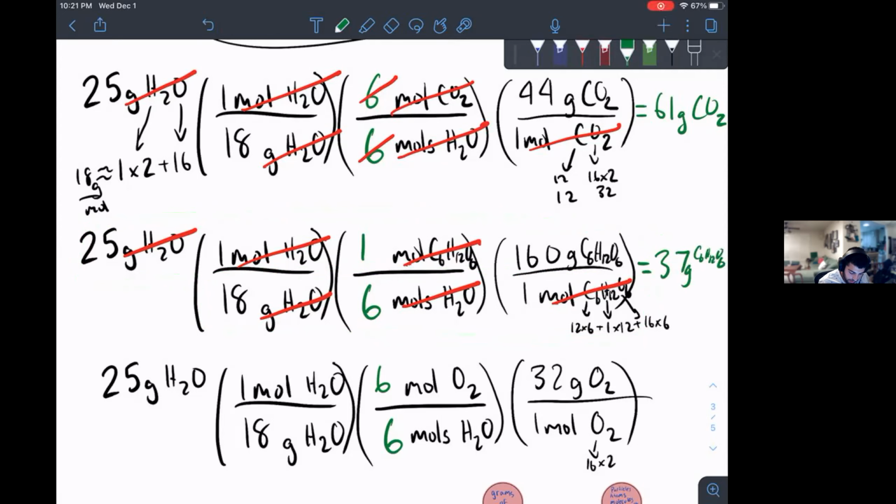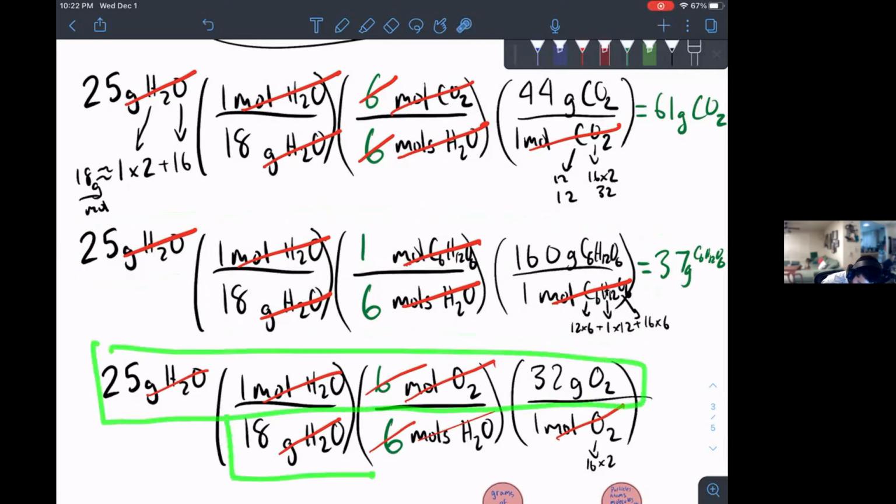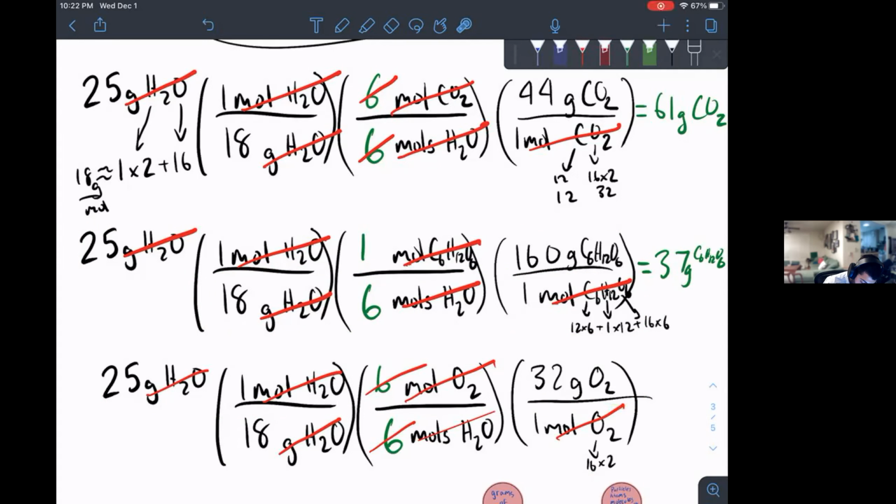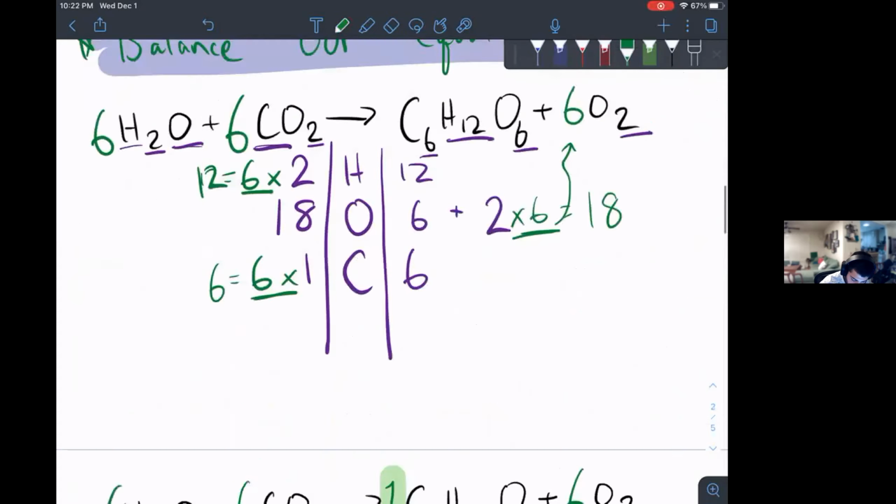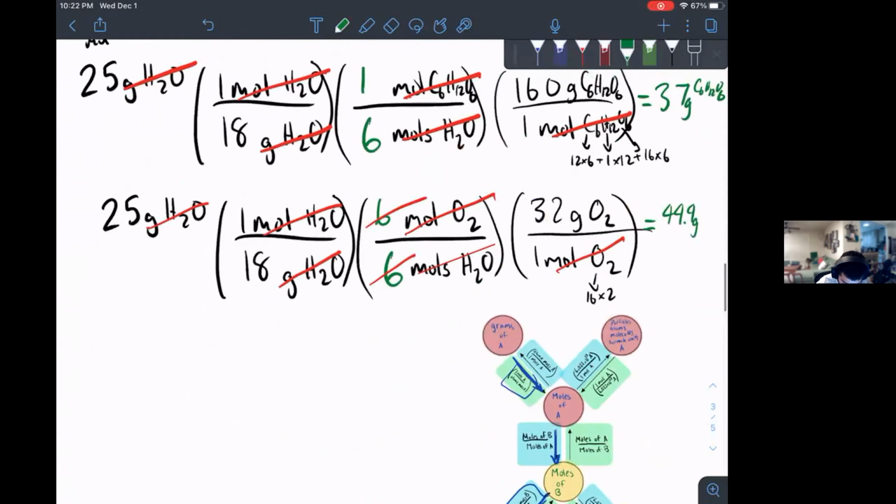And last but not least, for oxygen, our grams of water cancels with grams of water, moles of water cancels with moles of water. 6 will cancel with 6, moles of oxygen will cancel with moles of oxygen, and we'll be left with, in our calculator, 25 times 1 times 32 divided by 18. And all said and done, that should be equal to somewhere around 44.4 grams of O2.